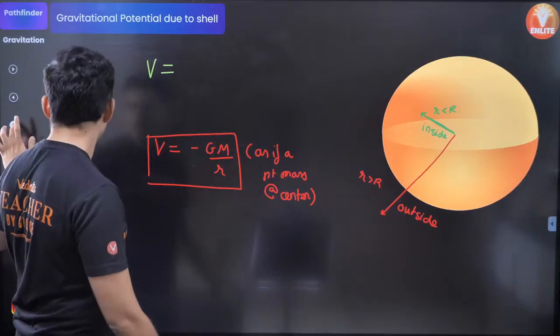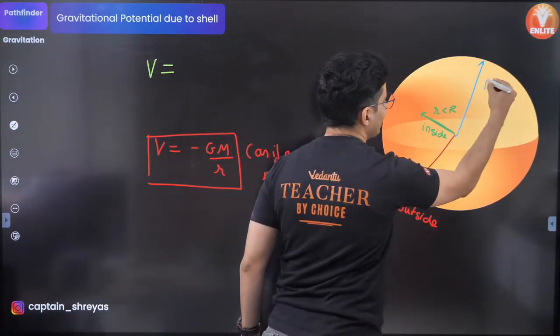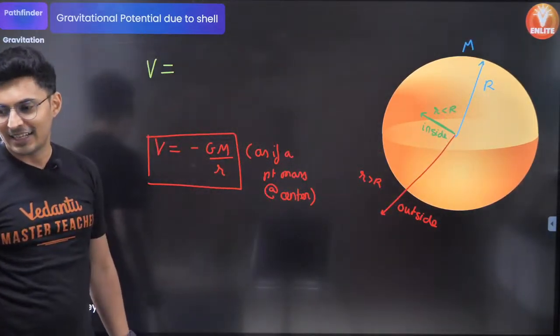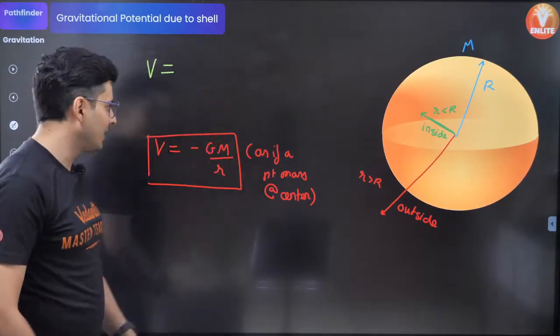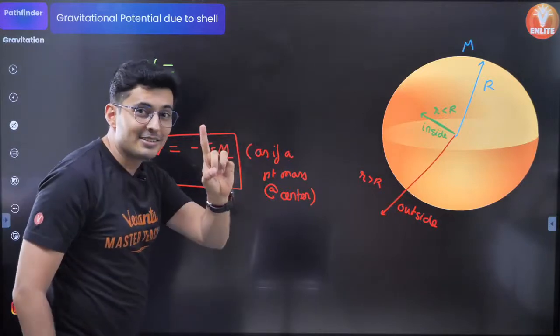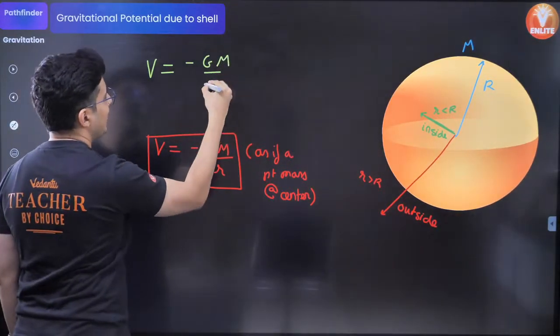Be careful about it. How many of you know the formula? This is the radius of the shell. This is the mass of the shell. When you are inside, then there is a small change. Keep this in mind. It's not zero. Field is zero. Potential is not. In fact, it is minus GM by R.